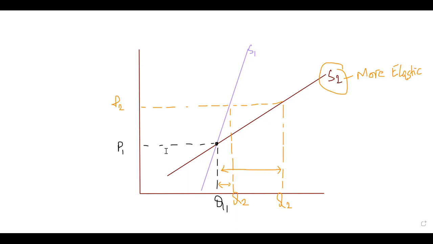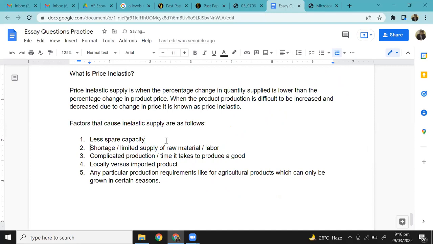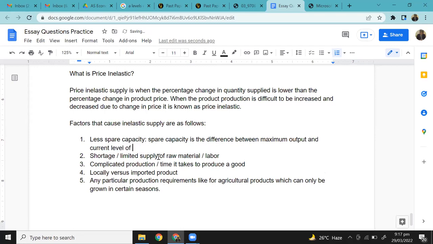Okay. Now, how does less spare capacity affect your price elasticity of supply? So the idea is fairly simple. What is spare capacity? Spare capacity is the difference between maximum output and current level of output. So how much can a business produce at max and what it is currently producing? That difference is known as your spare capacity. Yes or no? Right?